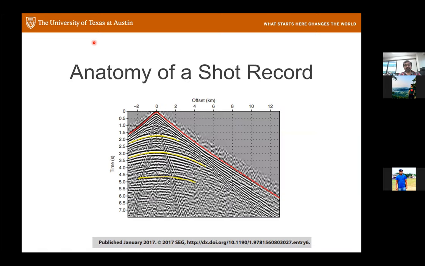So this is your typical shot record. I will tell you what these different phases are. The initial part could be the direct wave plus some of the post-critically reflected or turning ray arrivals. And these yellow markers are your body waves, and these are your reflection events. And this is surface wave propagating at a much, much slower velocity.